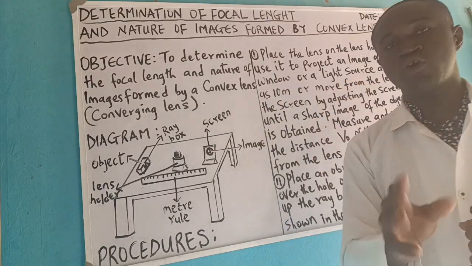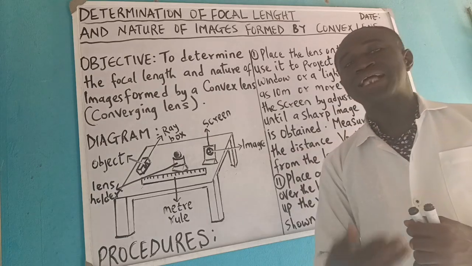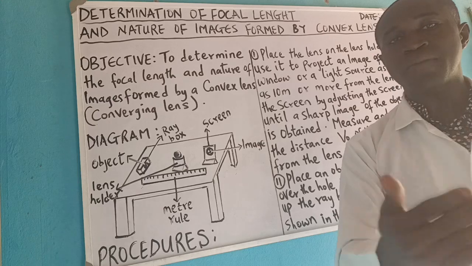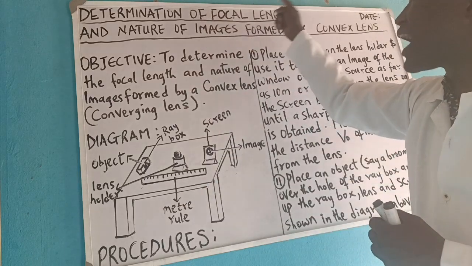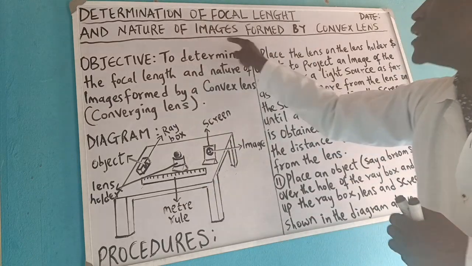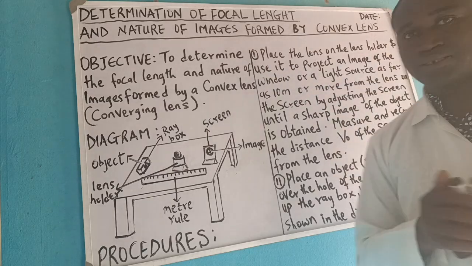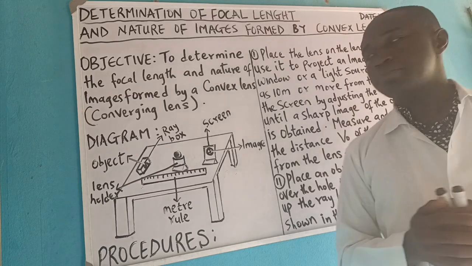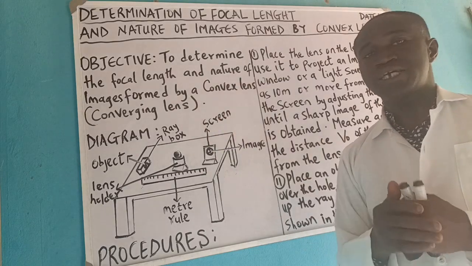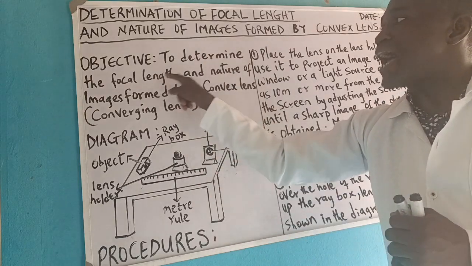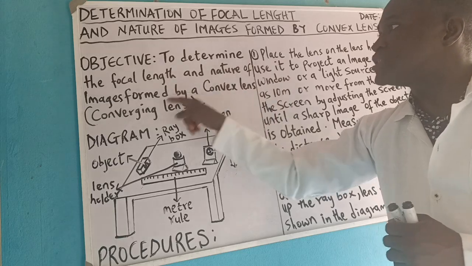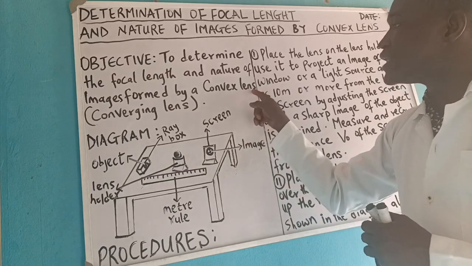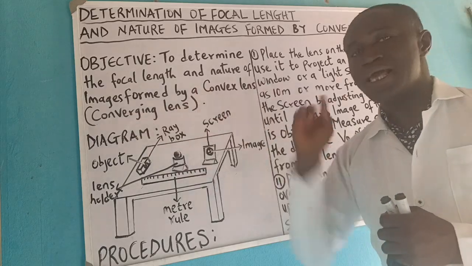In today's video, we want to discuss an important experiment in practical physics, and that is the experiment on determination of focal length and nature of images formed by a convex lens. Then ensure you write the date of your experiment at the top. Yes. What is the objective? To determine the focal length and nature of images formed by a convex lens. Another name for a convex lens is a converging lens.